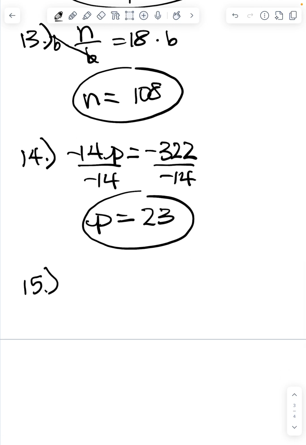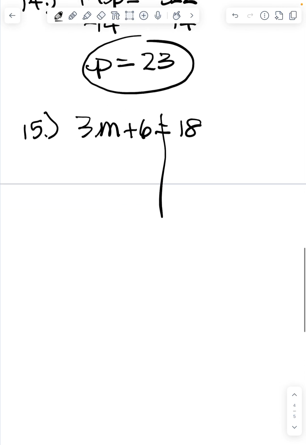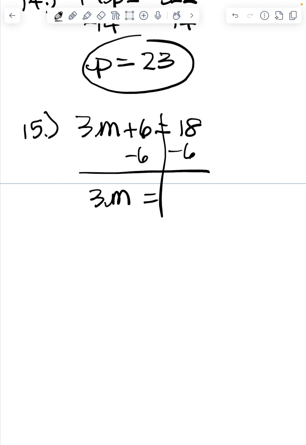Number 15. 3m plus 6 equals 18. All right, here's my equal sign. Find my m. It's being multiplied by 3, and then we would add 6. Let's do the last thing first, which would be minus 6. 3m equals 12. Now we need to do the inverse of multiplying by 3, which is divide by 3. Make sure you do it to both sides. m equals 4.